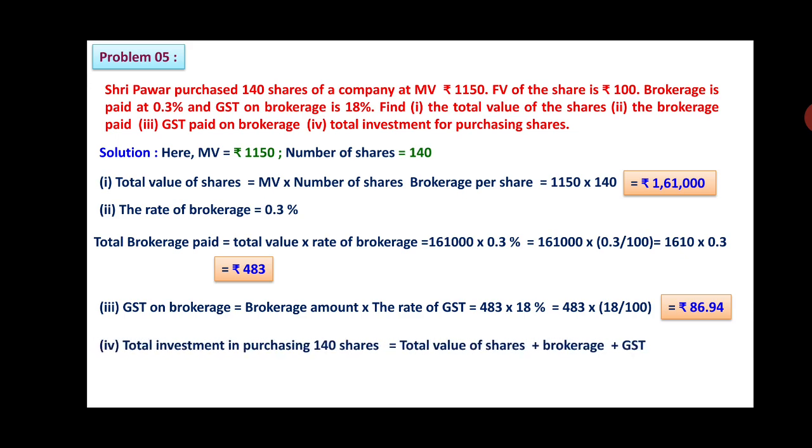So the total investment in purchasing 140 shares is total value of the shares plus GST plus brokerage. All these three values we calculated, we'll add up all those. 1,61,000 plus 483 plus 86.94, and the addition is 1,61,569.94. This is the total investment.